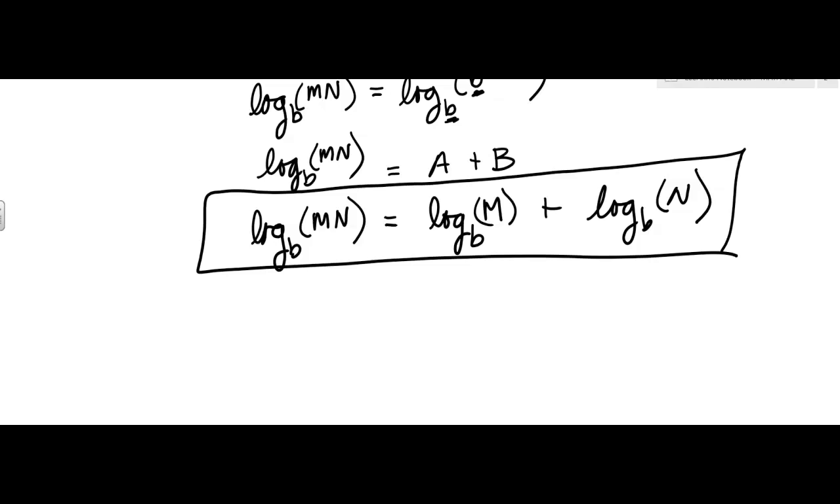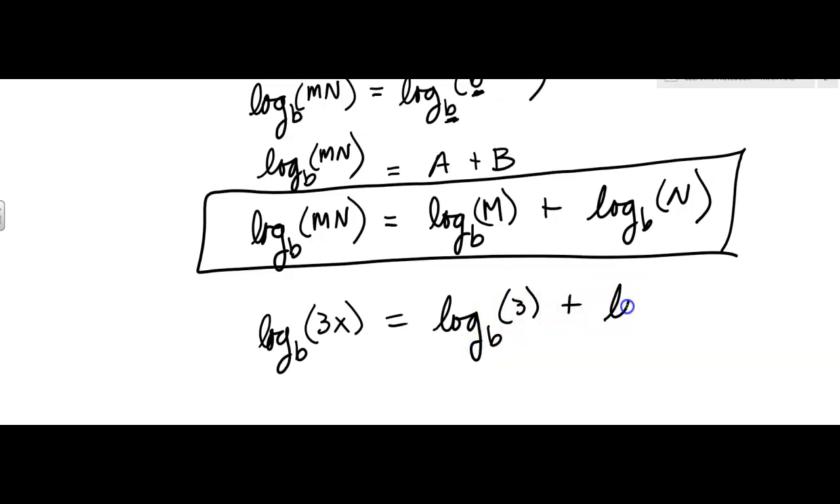It's the product property. I'll just give you a little example. Say you have log b of 3x. You can split that up into log base b of 3 plus log base b of x. Okay, so that's the idea here.